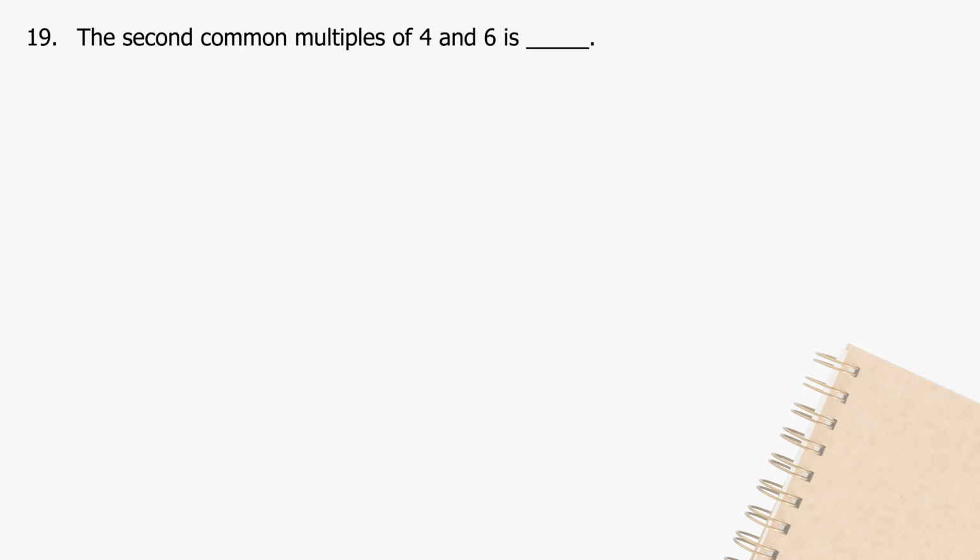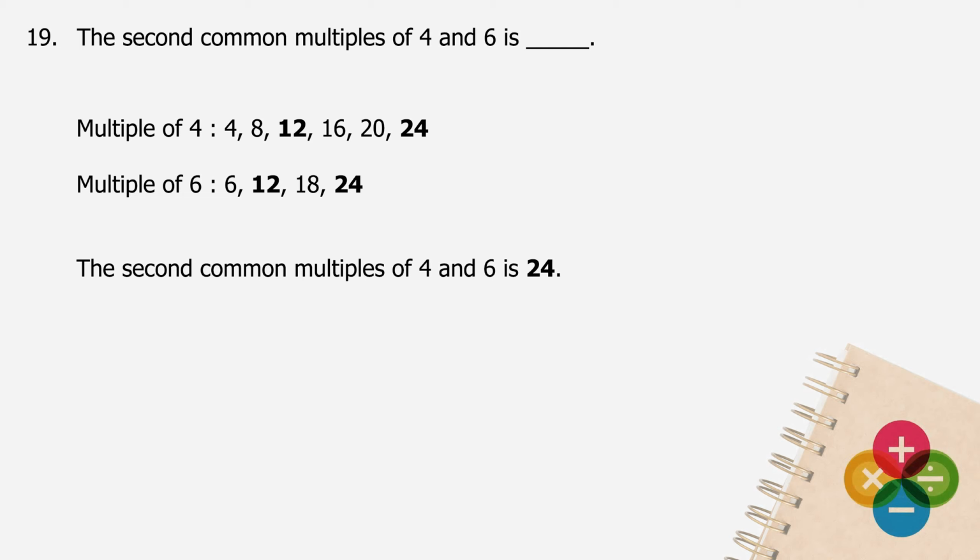Question 19. The second common multiple of 4 and 6 is: the multiples of 4 will be 4, 8, 12, 16, 20, and 24. The multiples of 6 will be 6, 12, 18, and 24. The second common multiple of 4 and 6 is 24.